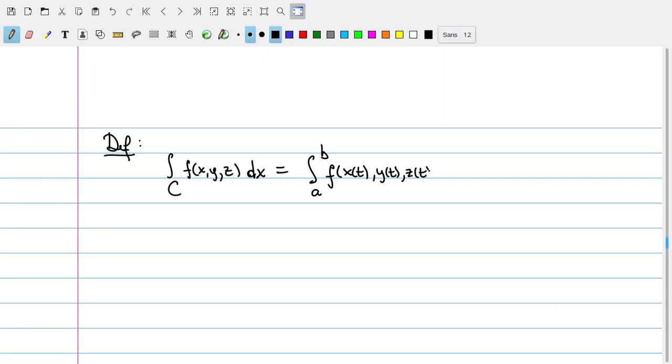We can also define line integrals along curves with respect to x, y, and z. For example, the integral over a curve c of f of x, y, z dx means we just do the integral from a to b of f of x of t, y of t, z of t, times x prime of t dt, where here x of t, y of t, z of t is that parameterization of the curve c, and again this is some quantity which would be independent of the parameterization.